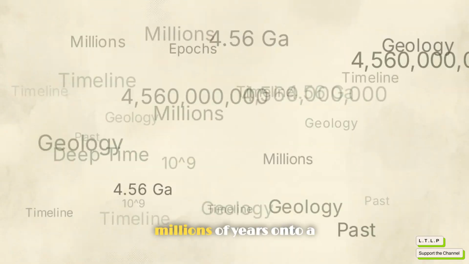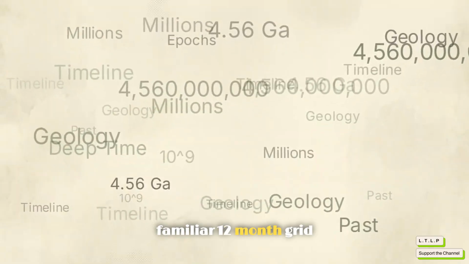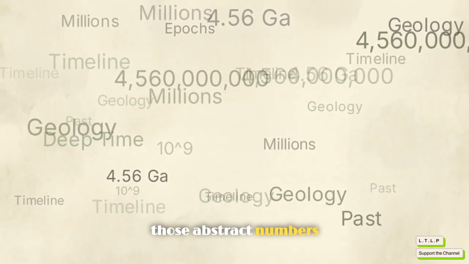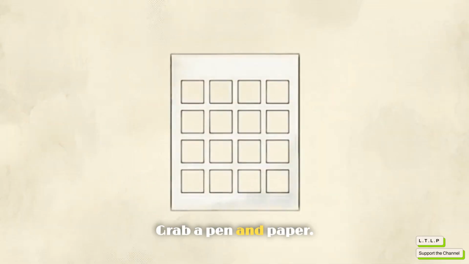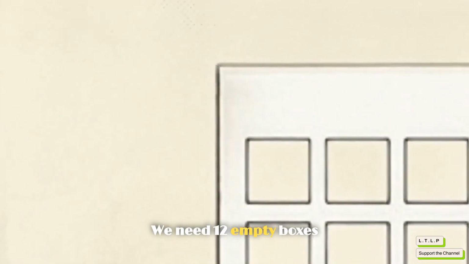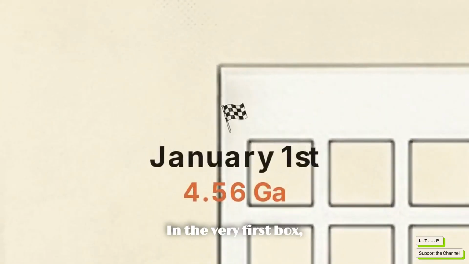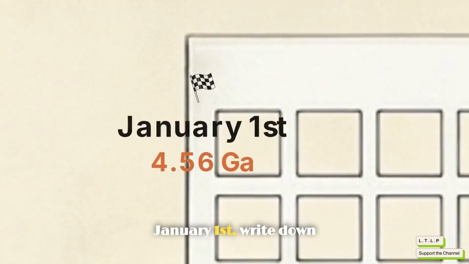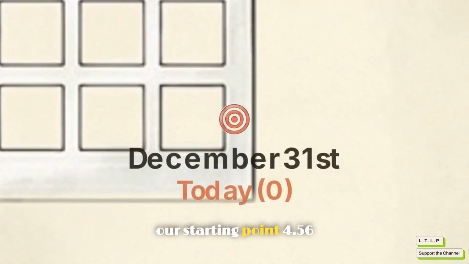By mapping billions of years onto a familiar 12-month grid, those abstract numbers turn into a visual map you can actually read. Grab a pen and paper. Start by drawing a simple grid. We need 12 empty boxes to represent our year. In the very first box, January 1st, write down our starting point, 4.56 GA.